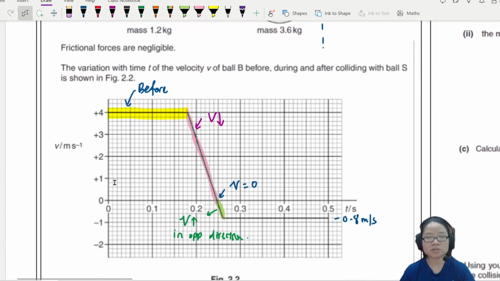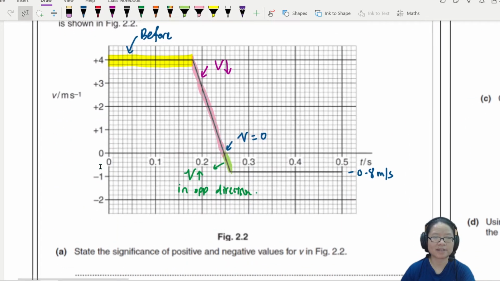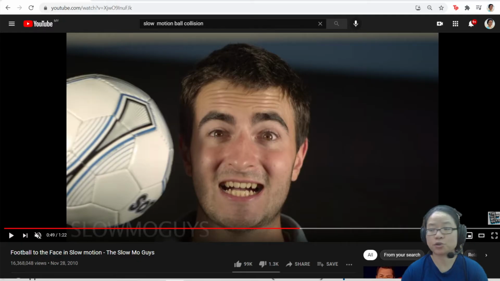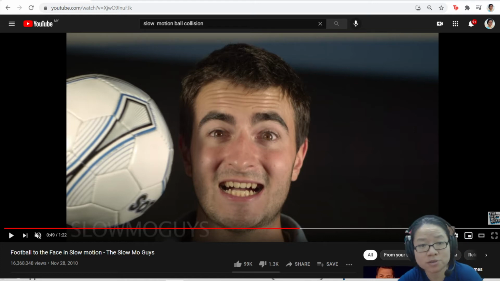Some of you may be thinking, why is it that the velocity will decrease to 0 and increase in the opposite direction? Let me show you a slow motion video of the collision of two objects. Here's a great video from the Slow Mo Guys. If you don't know about them, check them out. I will link this video down below. The channel is pretty cool.